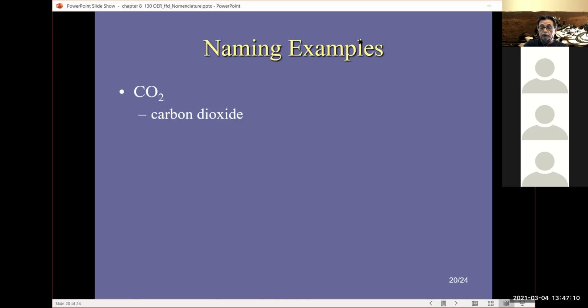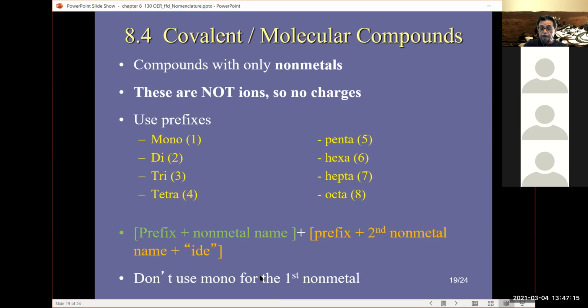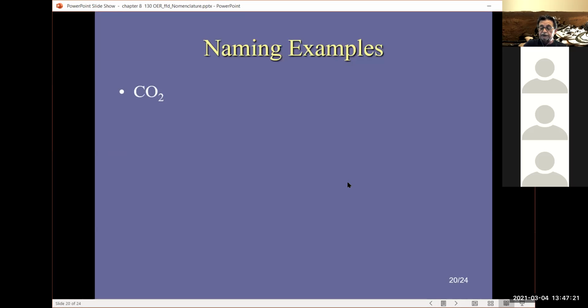Okay, we didn't say monocarbon, because like we said, we don't use mono if the first nonmetal is by itself. So carbon is all by itself, so we just say carbon dioxide. Here, we see we're still dealing with carbon, we're still dealing with oxygen, okay? The difference is here, it's one oxygen. So we have to use the prefix: carbon monoxide. Notice that's how we distinguish between the two.